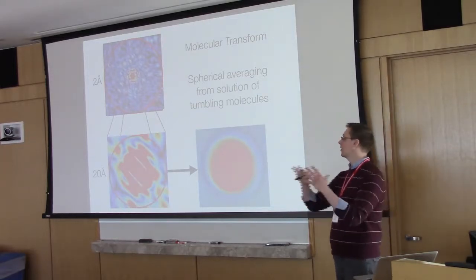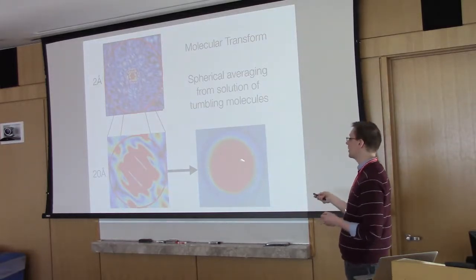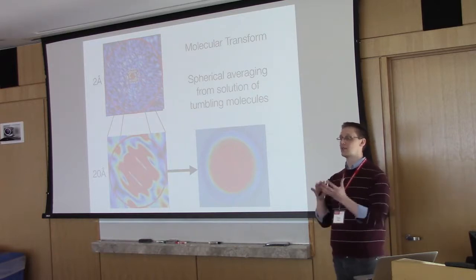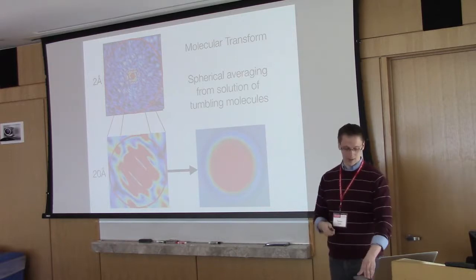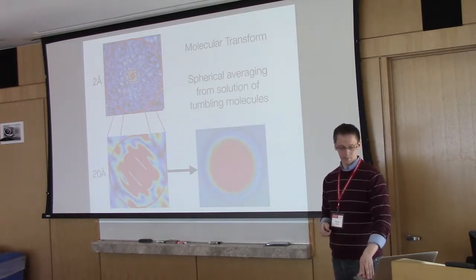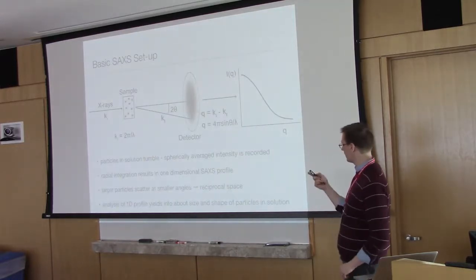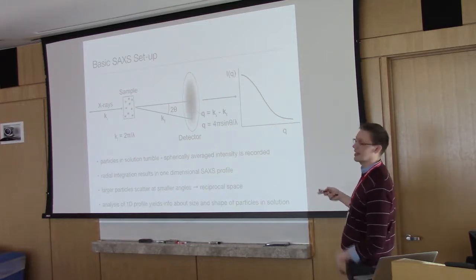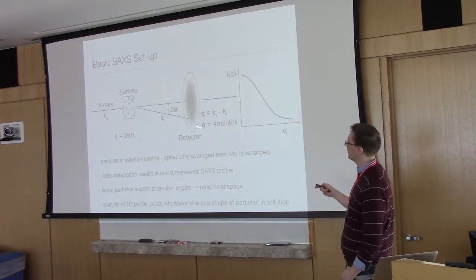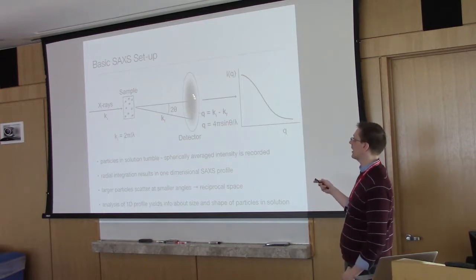And so effectively, think about this in 3 dimensions. This is actually a 3-dimensional function. It's just spherically symmetric. And so all the intensities get averaged, and we're taking a slice through that from our detector. So this is our basic SAXS setup. We have our X-rays hitting our sample with the molecules tumbling randomly in different orientations. And because of that, we end up with this isotropic scattering profile.